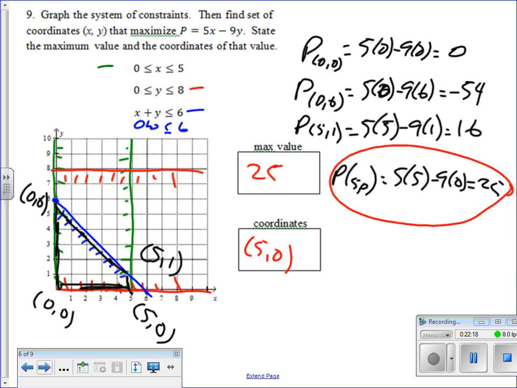On the test, it might ask for what's the minimum. Read it carefully. And remember, there's a difference between the maximum and where it happens. If it asks for where, you give me where. If it asks me for what, you give me what. There is a difference between the two. Okay? Questions?